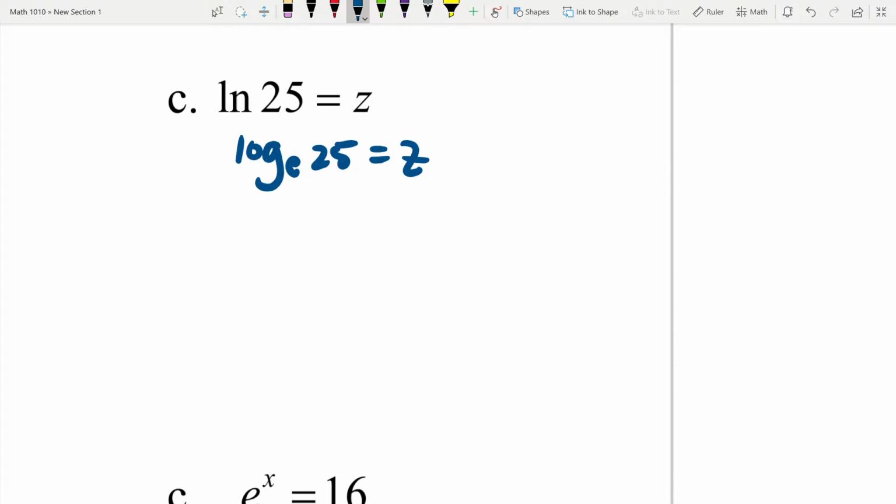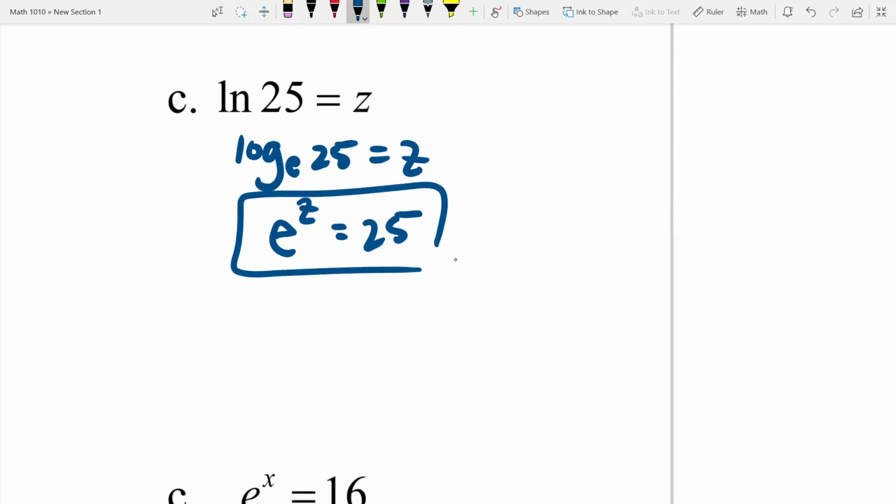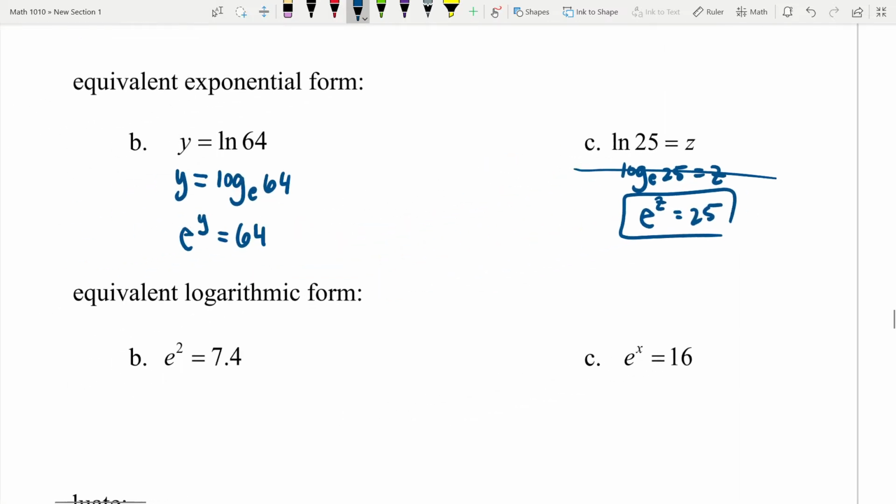Okay, Miranda, what'd you get, sweetie? It's e to the z equals 25. Is she right? Yeah, it's right. Do you really have to write that line? What do you think? You really don't. I always write it because I think it's easier for you to understand when you can see the E, but if you don't write that line, I'm totally good with it.